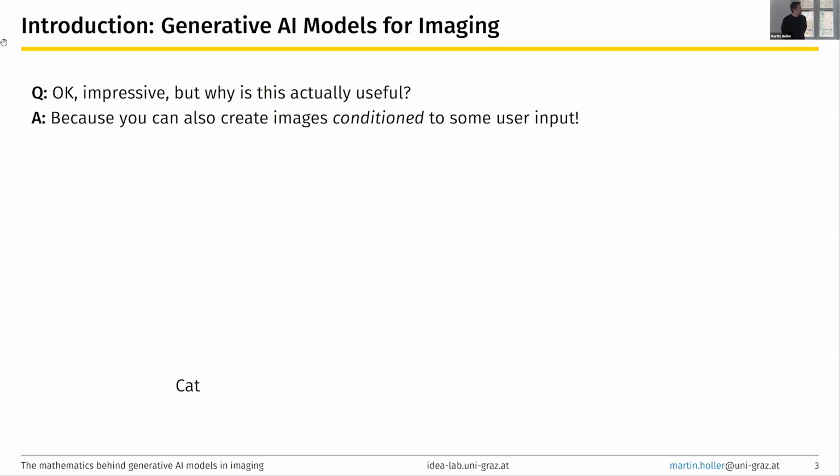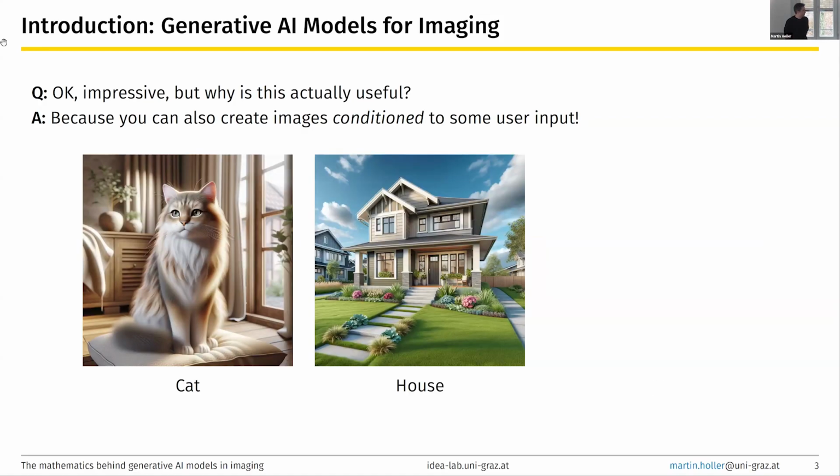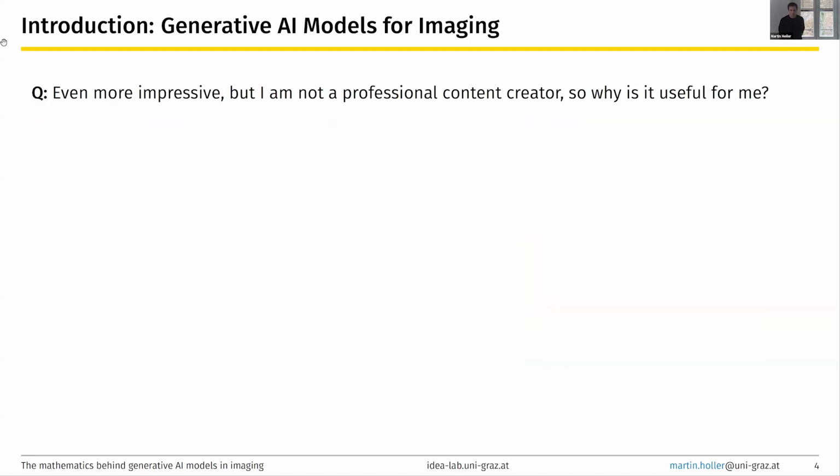And one reason why it could be useful is because you can also create images conditioned to some user input, right? You can tell it, I want to have an image of a cat, and the model will create an image of a cat. And I can tell it I want an image of a house, and the model will create an image of a house, and so on. If you want to see a car, you get a car. Well, this is maybe even a bit more impressive and slightly useful, but still, if you're not a professional content creator, the question remains, what does this actually help? What is the use for you?